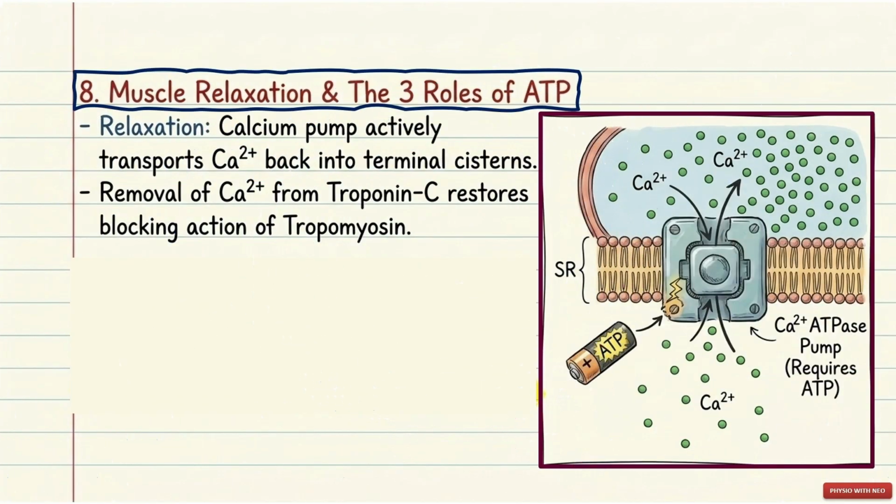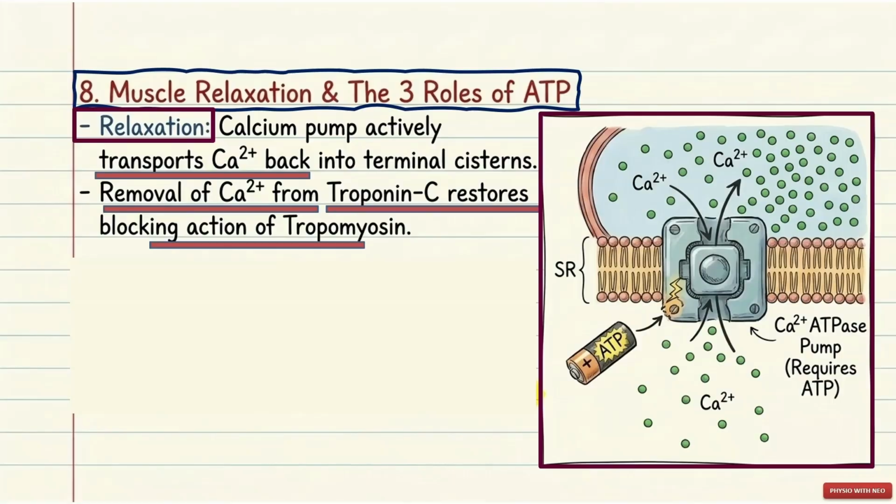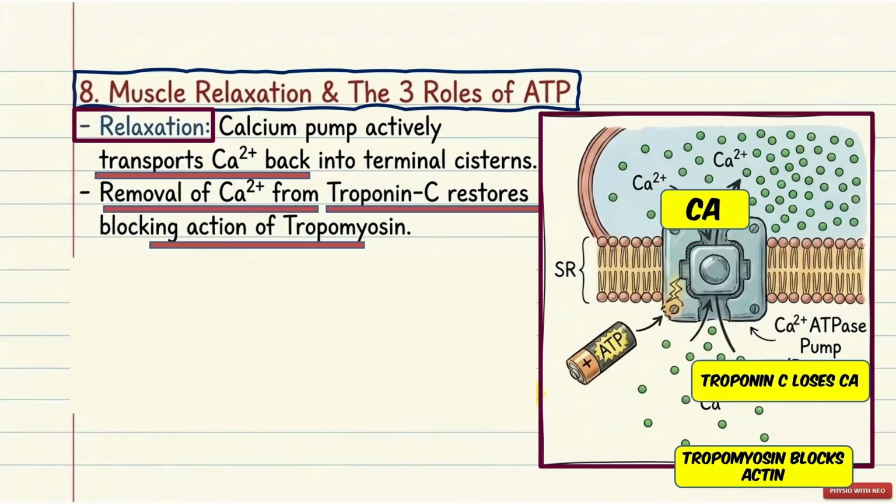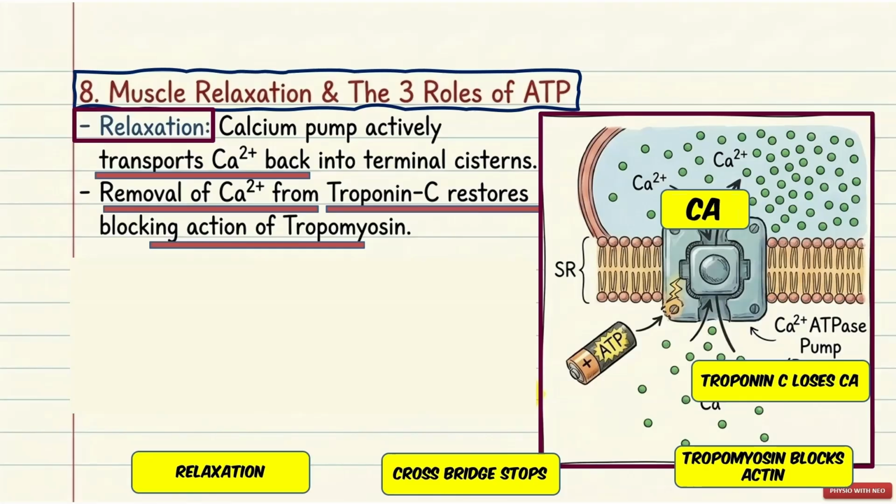When the stimulation stops, calcium must be removed from the cytoplasm. That leads to relaxation. This calcium is actively transported back into the terminal systems. So the removal of this calcium from troponin C restores the blocking action of tropomyosin. That is, the active sites on the actin become covered again. The cross bridge formation stops and the muscle relaxes. So relaxation can be remembered as calcium removal, then troponin C loses this calcium, then tropomyosin blocks actin, cross bridge stops, and relaxation occurs.